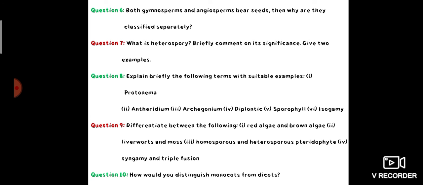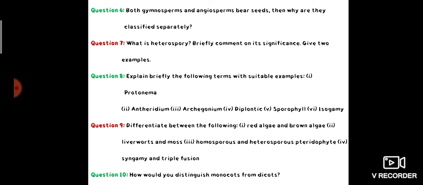Then, the ninth question. Differentiate between the following. Red algae and brown algae: just write all the general features. Then the difference between liverwort and moss, and between homosporous and heterosporous pteridophytes, which we discussed. Difference between syngamy and triple fusion: syngamy means the fusion of the male gamete with the egg in an angiosperm, whereas triple fusion means the fusion of the male gamete with the diploid secondary nucleus. Syngamy produces a diploid zygote, whereas triple fusion produces a triploid primary endosperm.